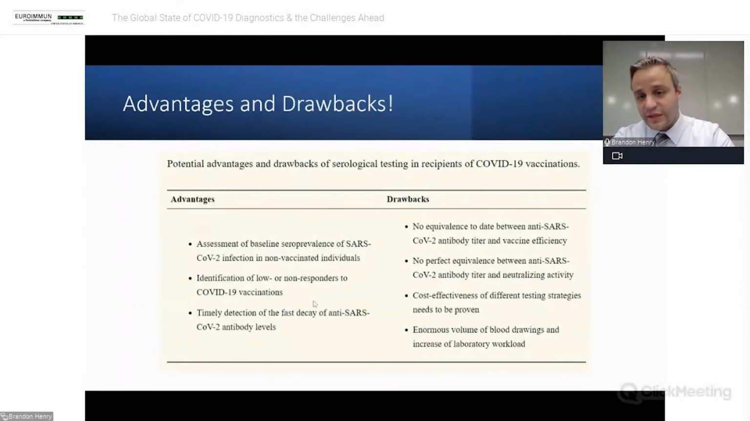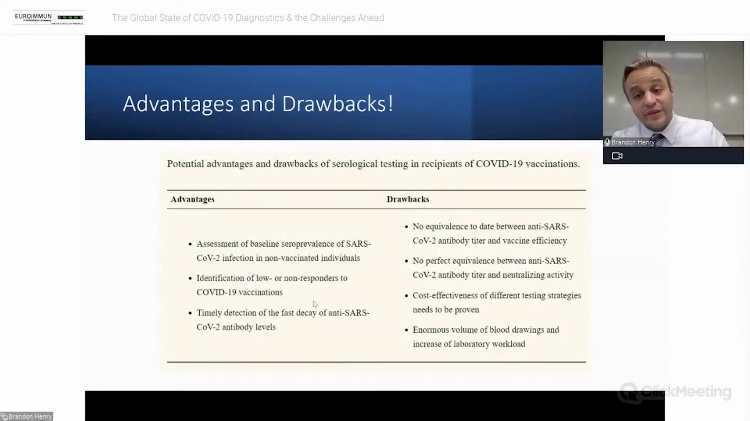The drawbacks, like we said, there's no equivalence to date between antibody titer and vaccine efficacy or clinical protection, right? We have an idea. There have been some studies, like the one we pointed out from Israel, where they showed antibody levels related to viral load, but nothing definitive yet. But it is probably our best measure.